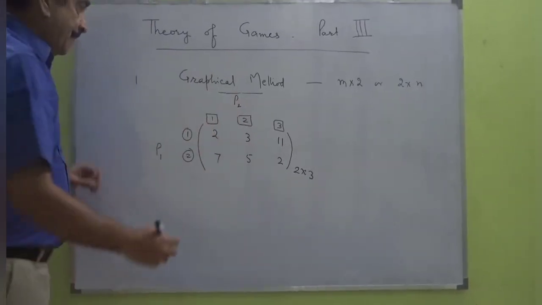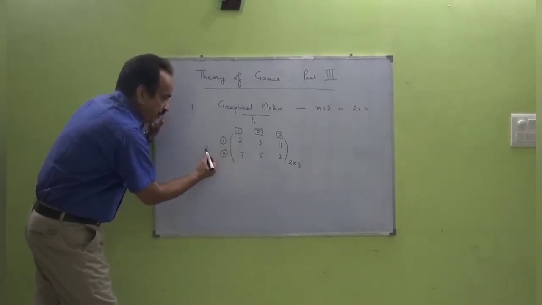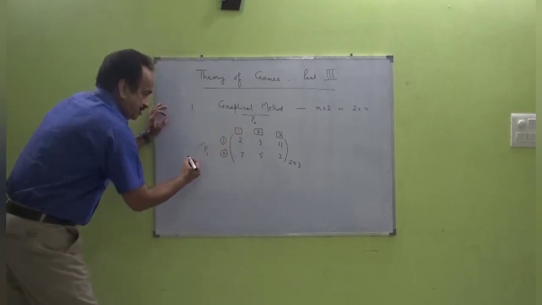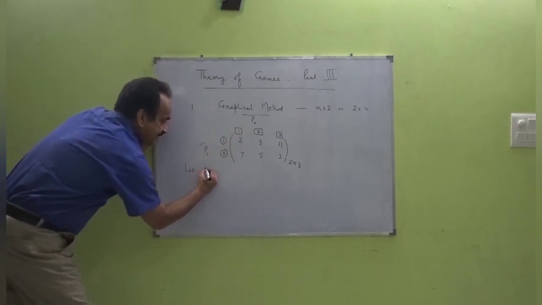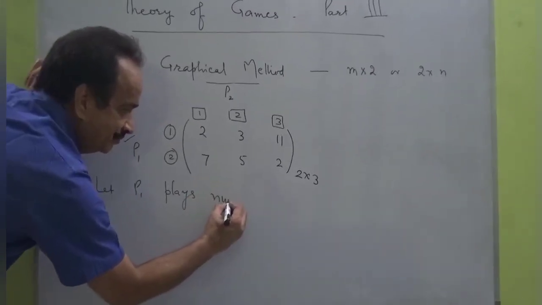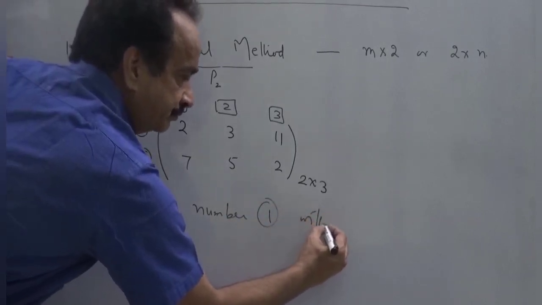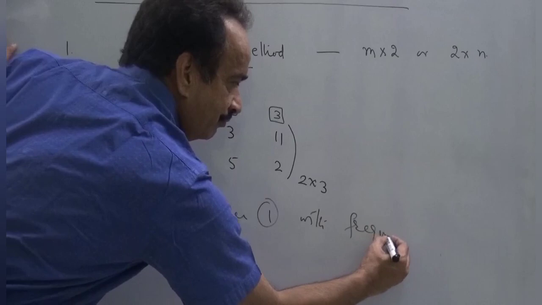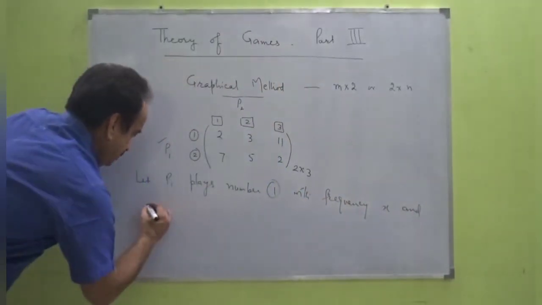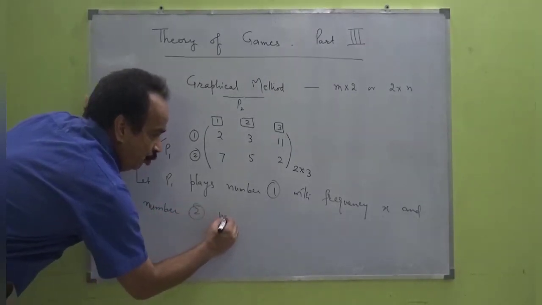Because the number of rows over here is 2, we start with the player P1. The player P1 will play first. So let P1 play number 1 with frequency x, and number 2 with frequency 1 minus x.